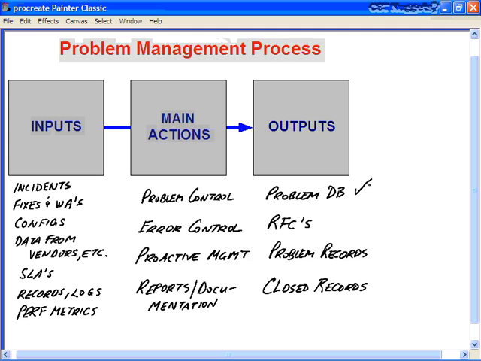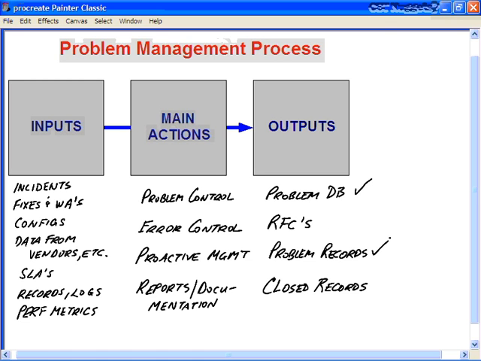Let me just say this. Integrating the change management with the problem management is nowhere near as difficult and as inefficient as combining the incident management and the problem management. That'll make sense a little bit later on when we look at change management.